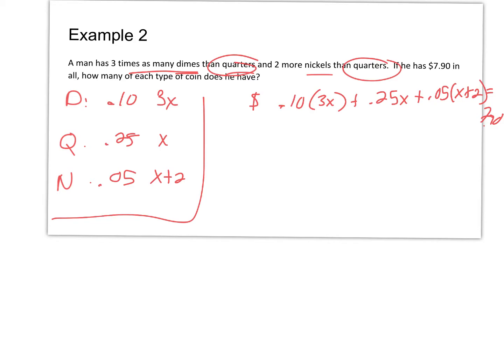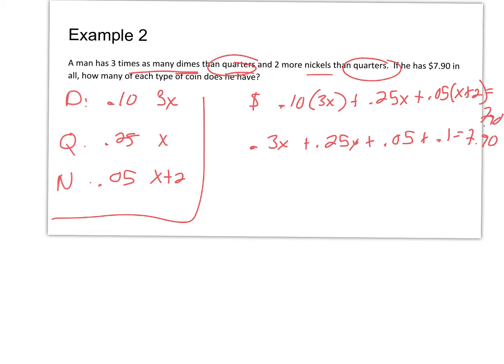Okay. So now at this point, we're going to just distribute. So 0.3x plus 0.25x, sorry, still x, plus 0.05 plus 0.1 is equal to 790. Now this really isn't a system because we don't have more than one variable. This is going to be an easy one to solve.